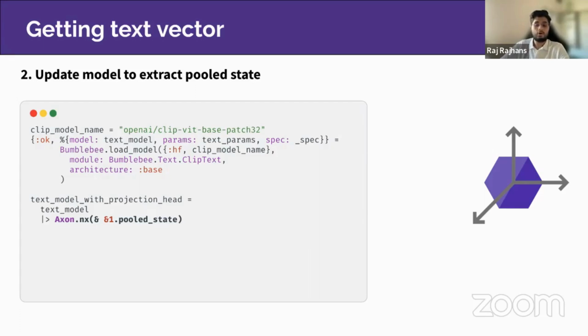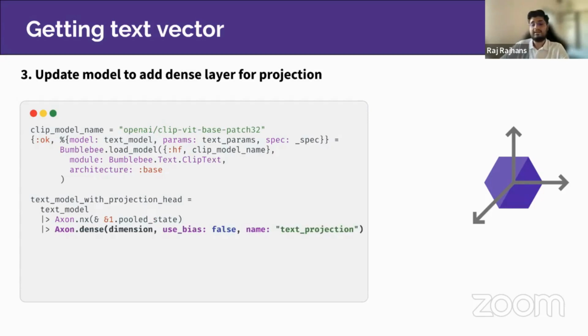So now we have the raw text vector, but the projection is remaining. So we need to update the model to add a dense layer for doing this projection. Now the question is, what is a dense layer? In neural networks, a dense layer is basically a fully connected layer where each neuron in the layer is connected to all the neurons in the previous layer and all the neurons in the next layer. The primary function of this dense layer is to learn and output a weighted combination of its input features. And in our case, this dense layer is used to project the features extracted from the text and later the vision models into a common space.